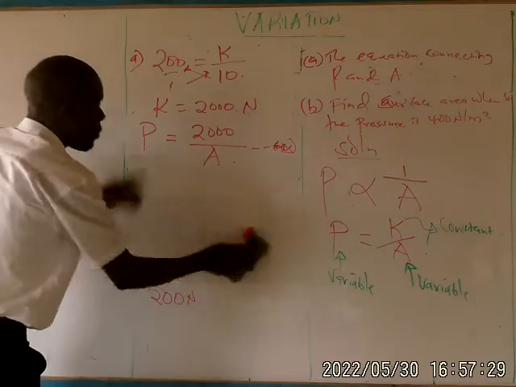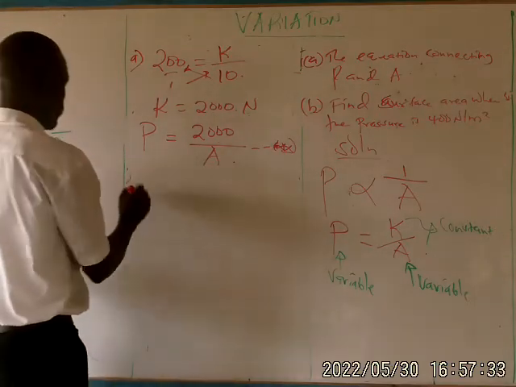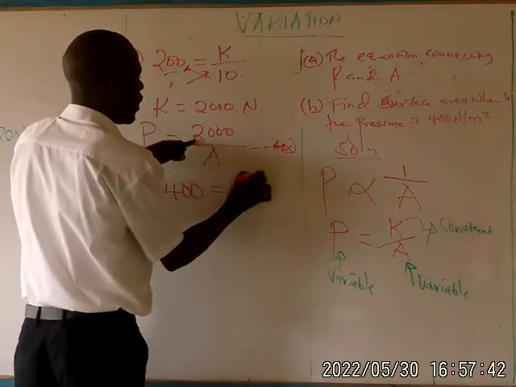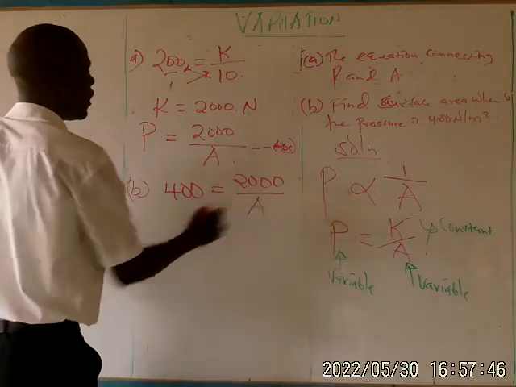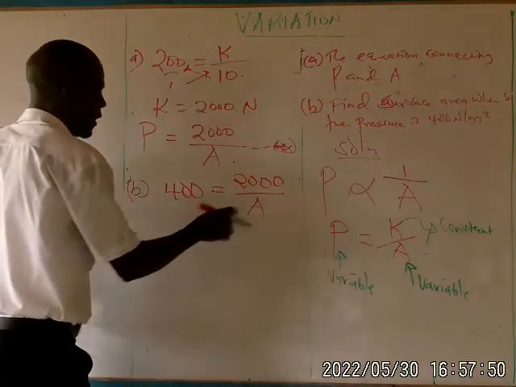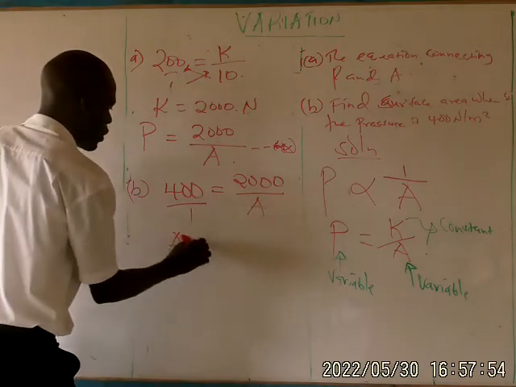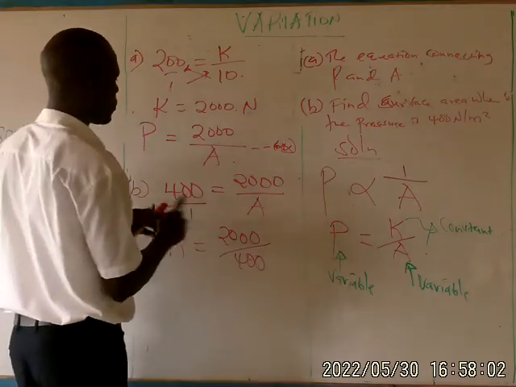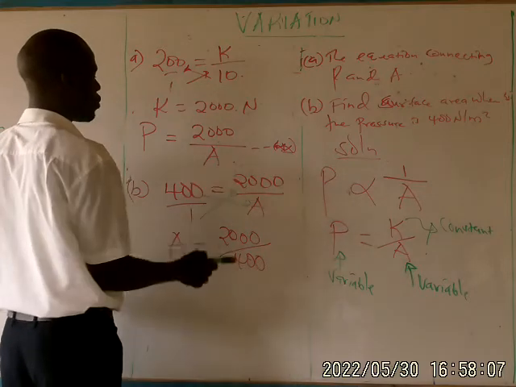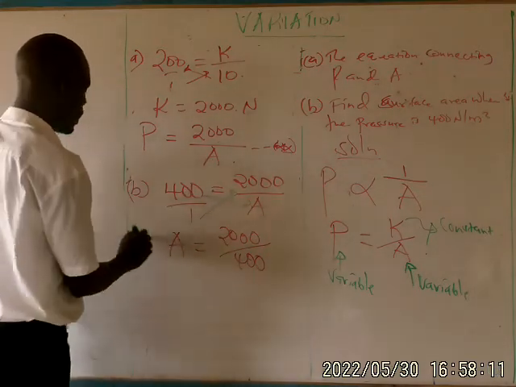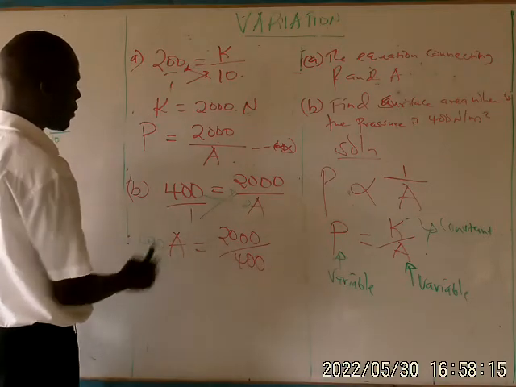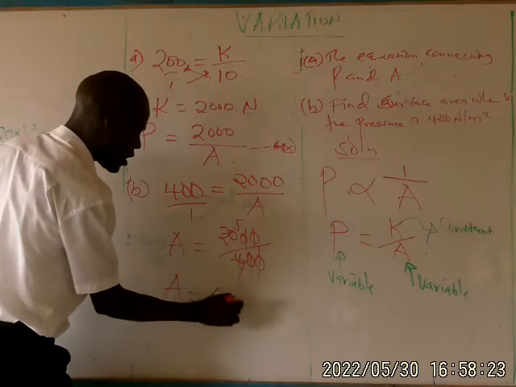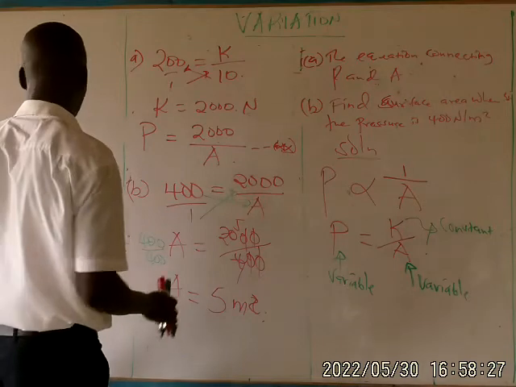Now B is asking, find the surface area when the pressure is 400. So pressure is 400 here, then I have to find A. 400 equals 2000 over area A. How do I find A? A equals 2000 divided by 400. Just cross multiply. 1 times 2000 is 2000, and this times 400. Then I just divide by 400. And that's what I got as A. My A is 5. So my area is 5 meters squared.